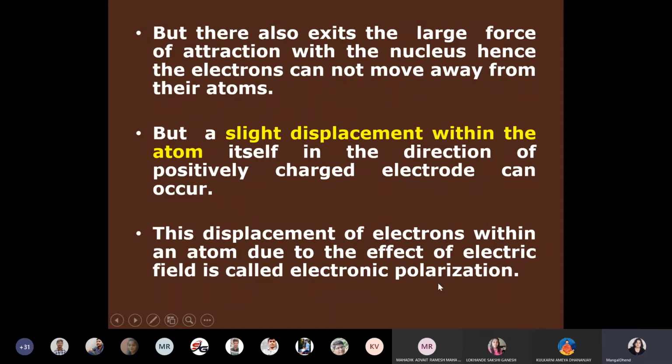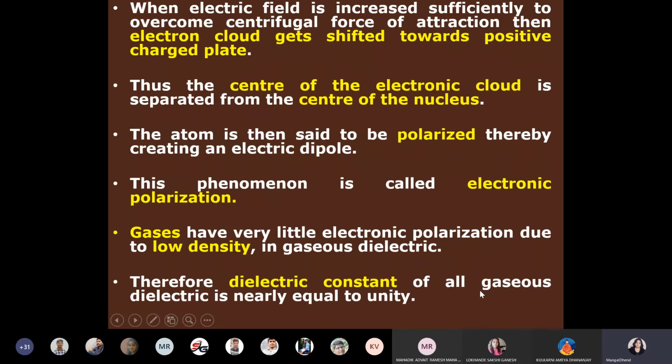So how will you define electronic polarization? It is the displacement of electrons within an atom. You can just say the shifting of the electron cloud due to the effect of an electric field is called electronic polarization. Now, this will happen only when the electric field is higher and sufficient to shift the electron cloud towards it.